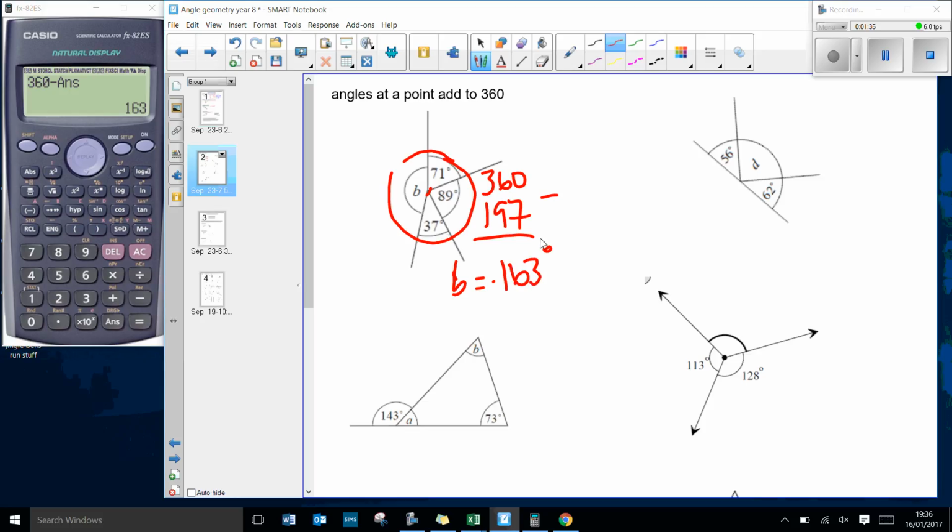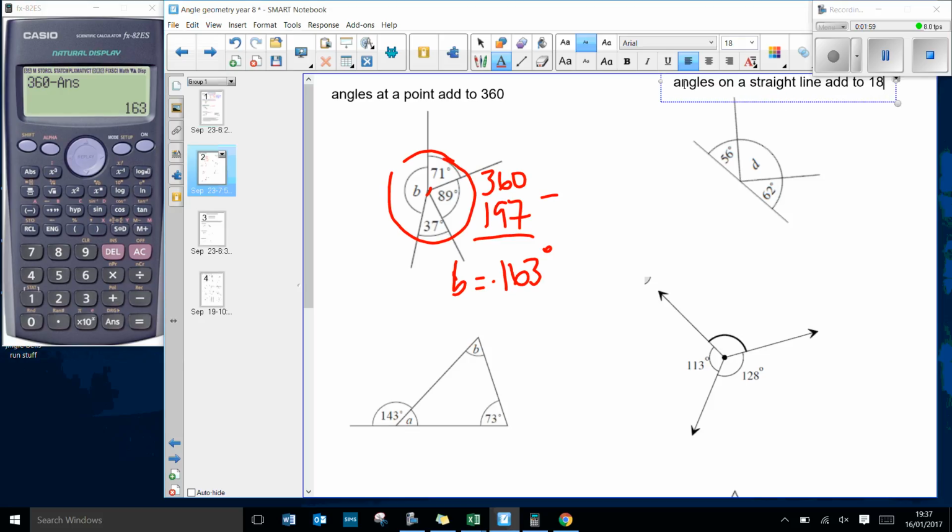Okay, the second one. Again, angle reason first. So we can see there's a straight line here. There's three angles on that straight line, and they all meet at the same point. So this would be angles on a straight line at 180.